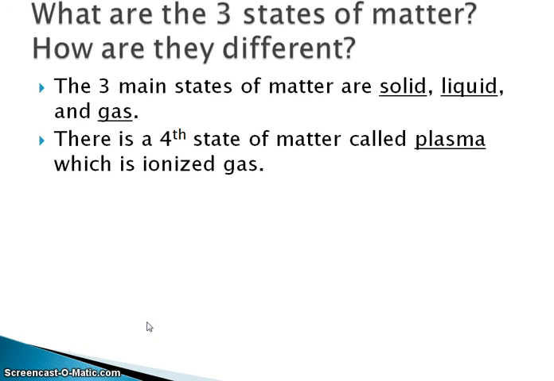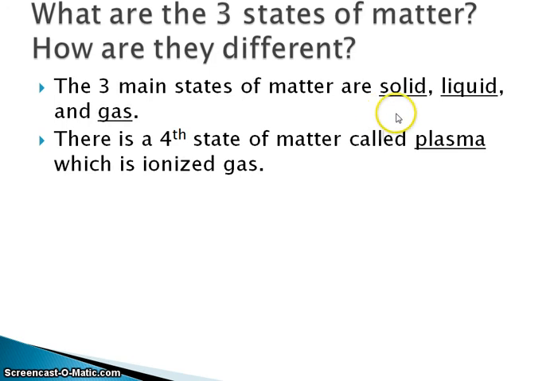What are the three states of matter, and how are they different? There are three main states of matter: solid, liquid, and gas. There is a fourth state of matter called plasma, which is ionized gas. Matter can exist in one of these four states. All the matter around us is in one of these states.